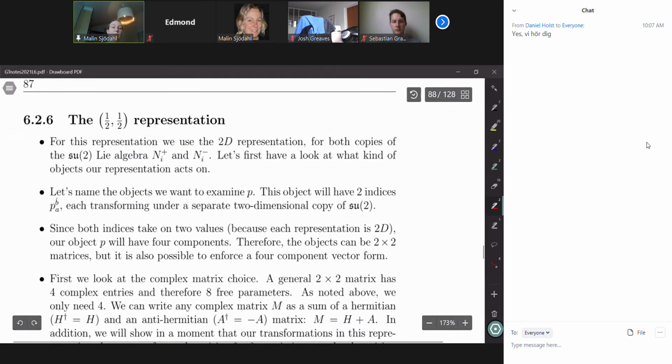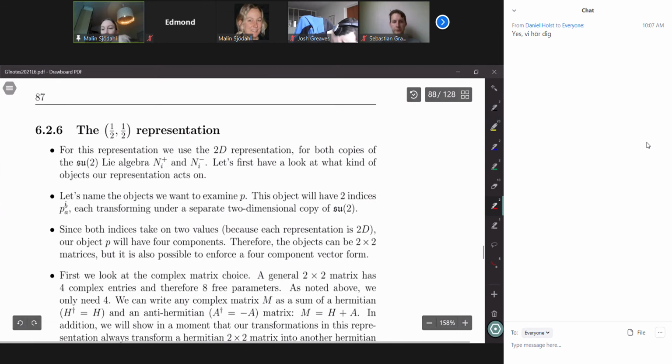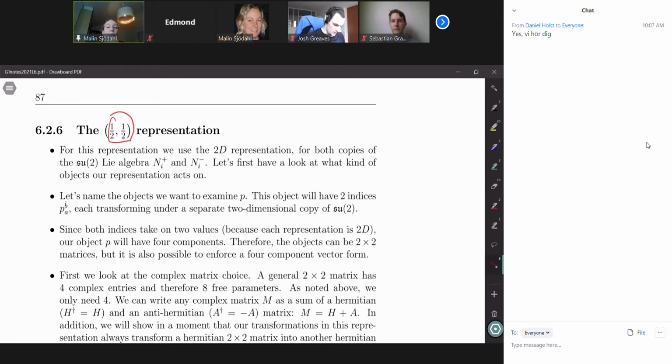Okay, so then we move on to the 1/2 1/2 representation. So for this representation, we will have one index of n plus type and one index of n minus type. So we will have 2 copies of SU(2). So we will have some objects roughly of this form.